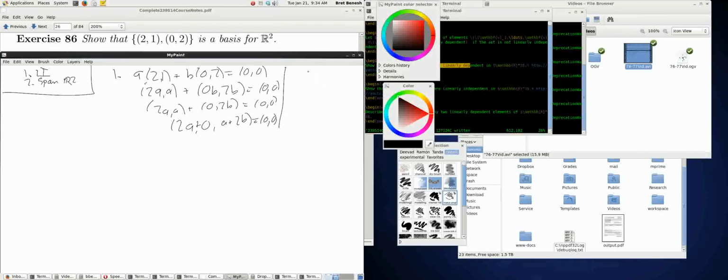Alright, that leaves me with a system of equations. I get 2a plus 0 equals 0, so I'm just going to write 2a equals 0. Also, a plus 2b has to equal 0. Well, the first equation immediately gives me that 2a equals 0, so a is equal to 0. I can just divide by 2. And then a plus 2b equals 0 gives me 0 plus 2b equals 0, which gives me 2b equals 0, which gives me b equals 0.